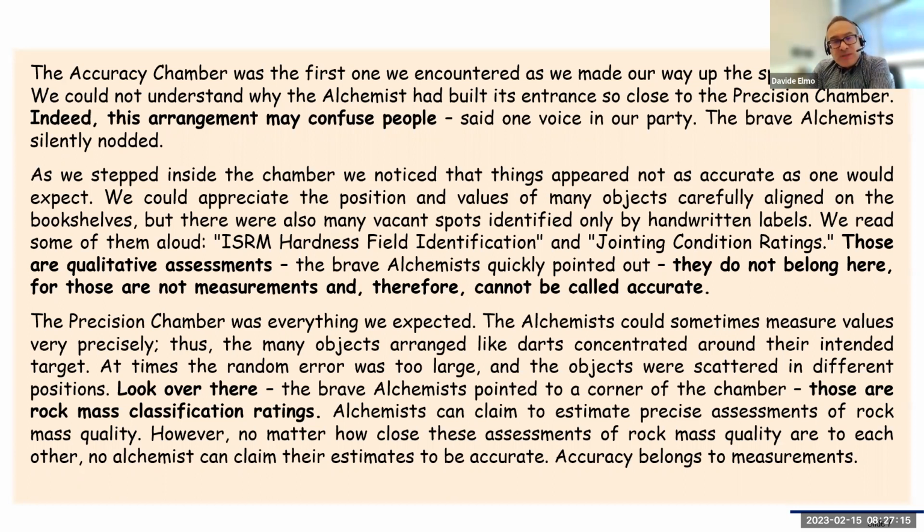The precision chamber, on the contrary, was everything we expected. The alchemist could sometimes measure values very precisely. Thus, the many objects are arranged like darts concentrated around the intended target. At times, the random error was too large and the objects were scattered in different positions.